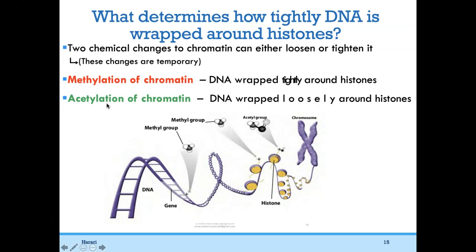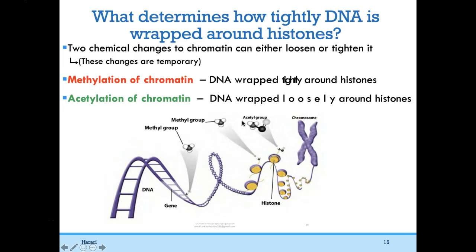So there are two chemicals. A methyl group is simply a carbon with 3 hydrogens, CH3. If a methyl group is added to chromatin, then the DNA is tightly wrapped around histones. So would that be heterochromatin or euchromatin? Right, it would be heterochromatin.